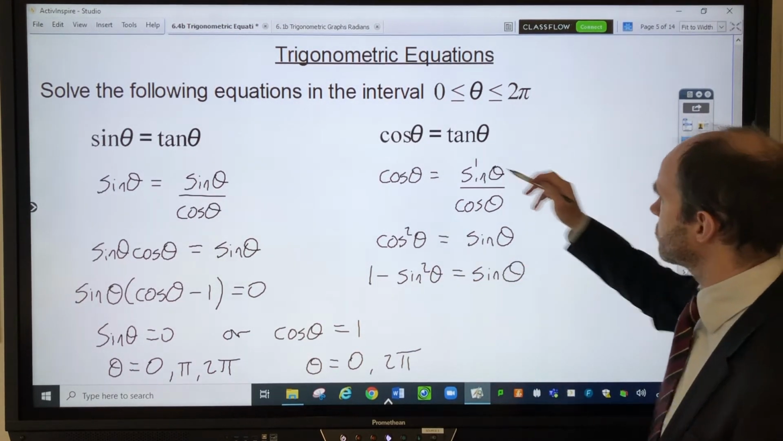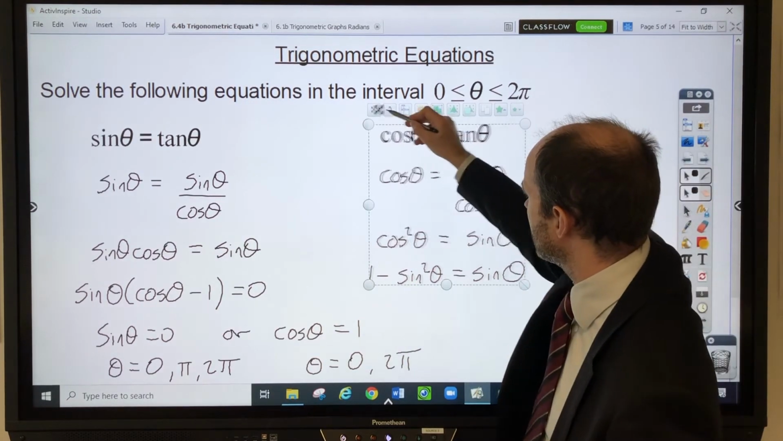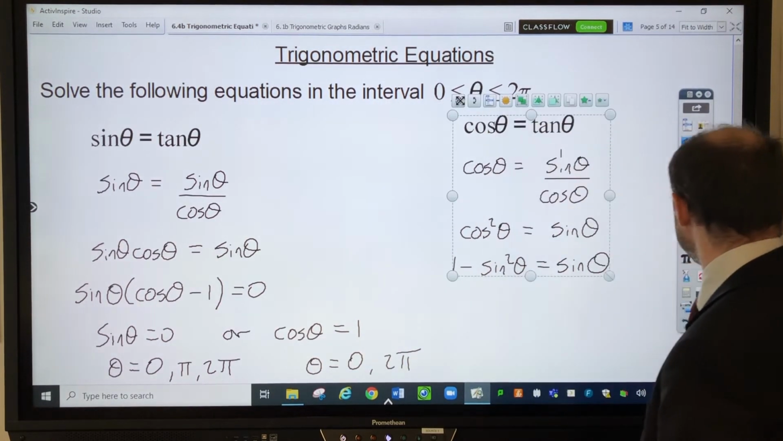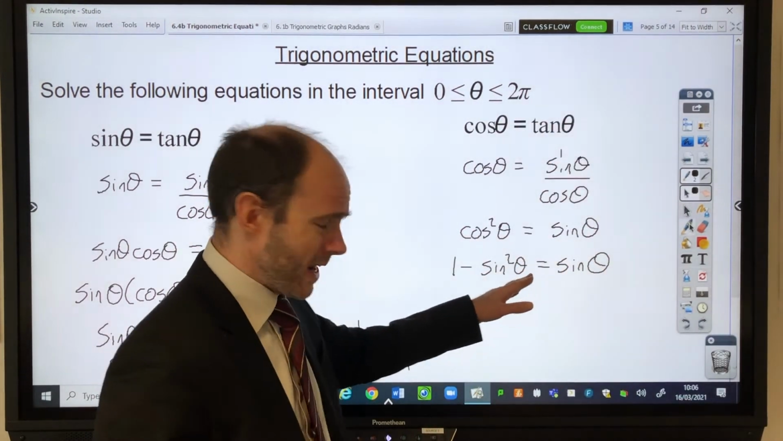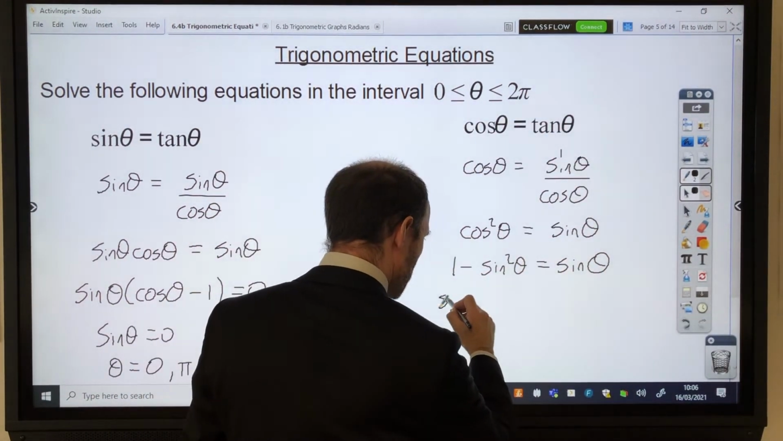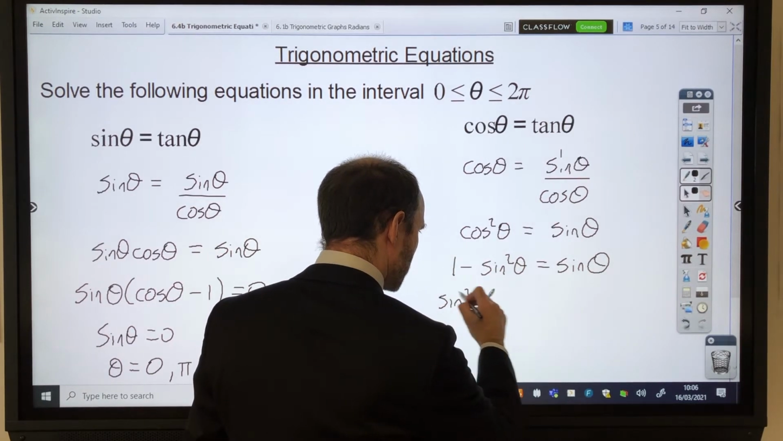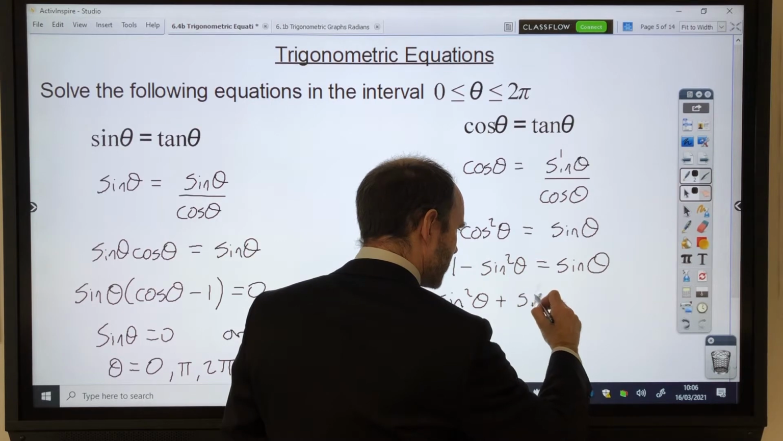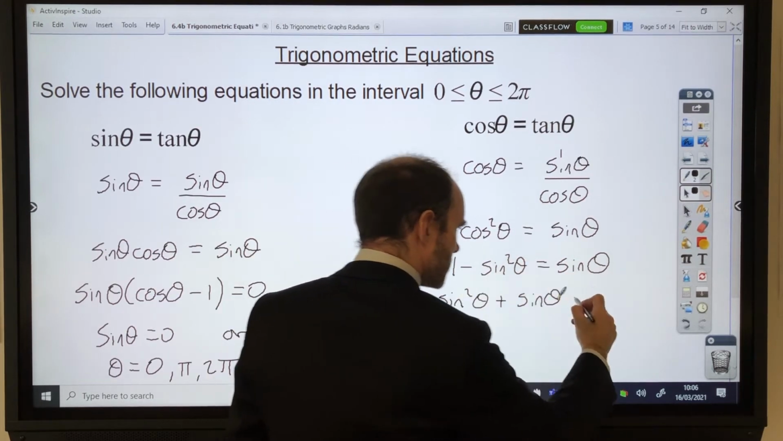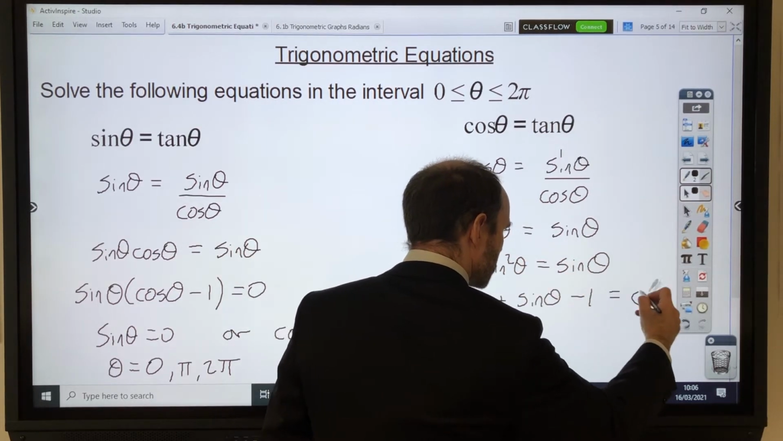Okay, it's getting a bit cramped now, so I'm just going to put this over there a little bit. Again, the advantage of using these boards. And this is a quadratic now, so what I'm going to do is put all the terms into one side. So I'm going to put sine squared theta over there. So I've got sine squared theta plus sine theta, and then put the 1 over there as well. Subtract 1 is equal to 0.